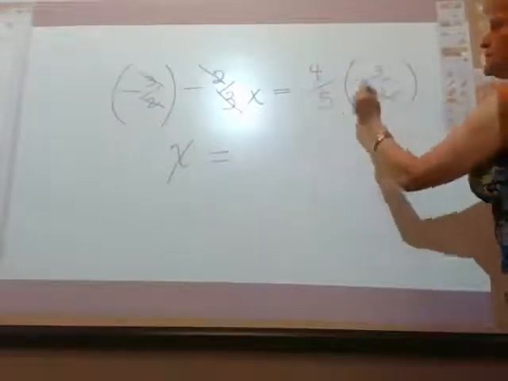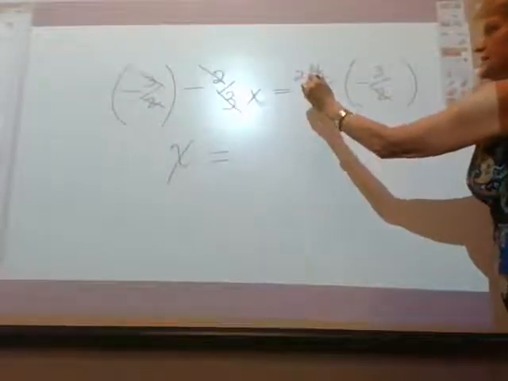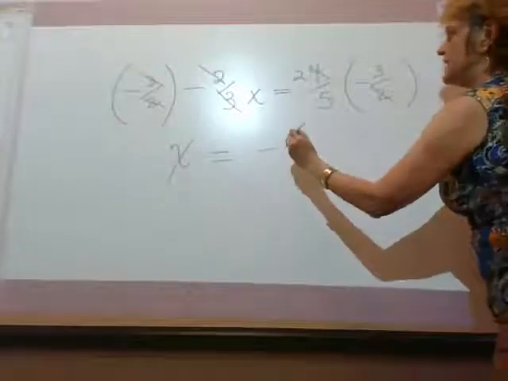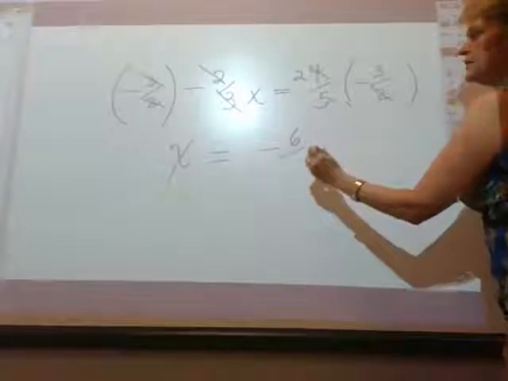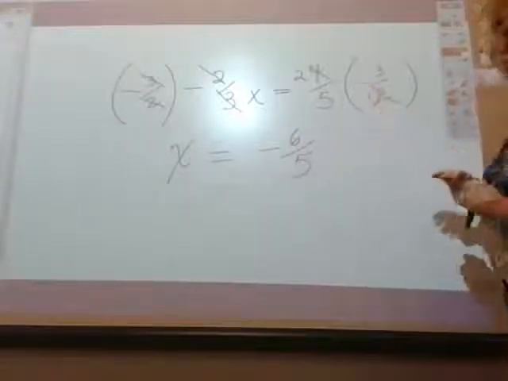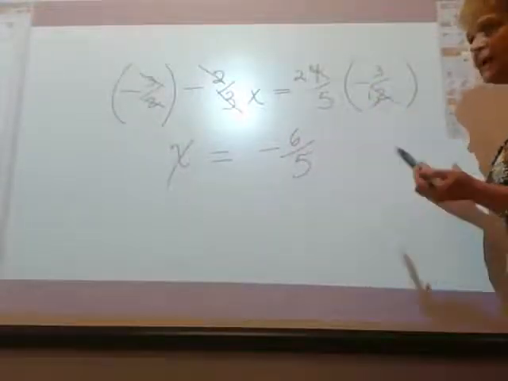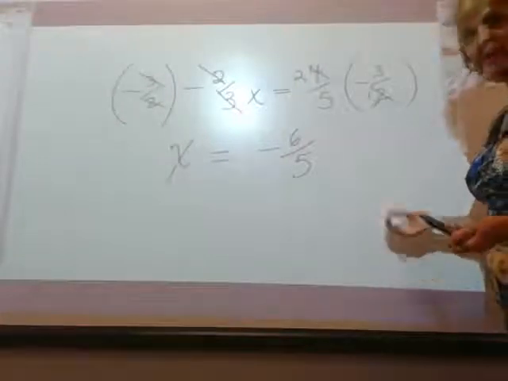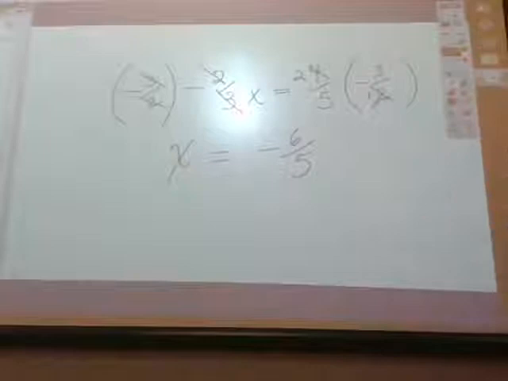So what happens? Well, 2 goes into 4 twice. And so I have 2 times -3, so -6 over 5. Remember, use an implied 1. So my answer, -6/5. And you may leave it improper as long as it's reduced, okay?